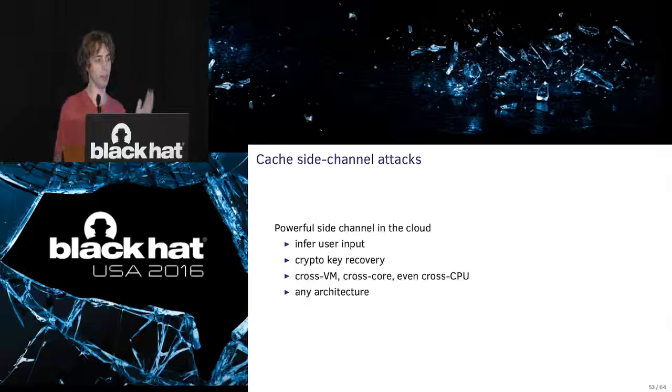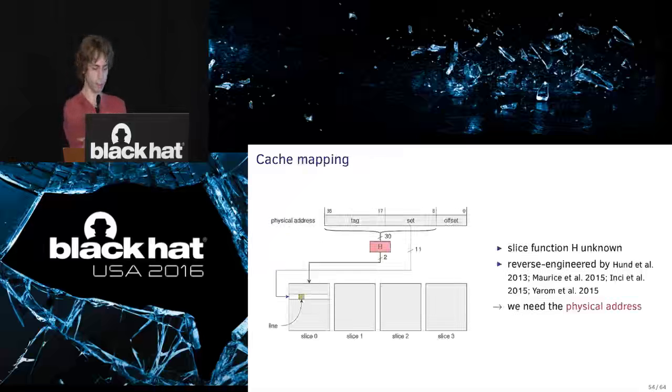We have seen cross-VM attacks, cross-core attacks, even cross-CPU attacks this year. We have seen attacks on other architectures: most attacks were on Intel architectures, but there is a Usenix paper by us this year, and there we show that it works on ARM-based mobile devices. That's also fun. But for these attacks, it really helps if you know the physical address, because there is a mapping from physical addresses to the cache slices, the last level cache slices.